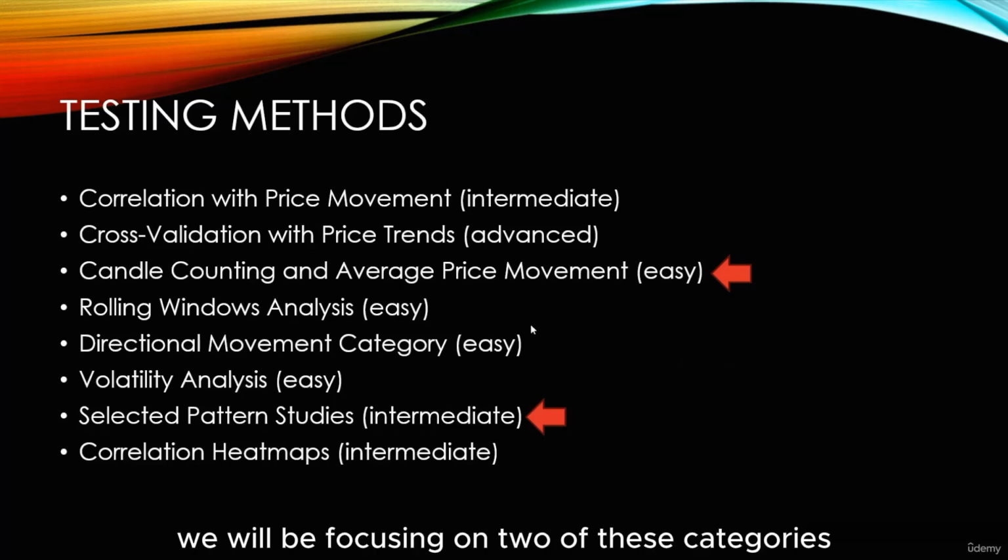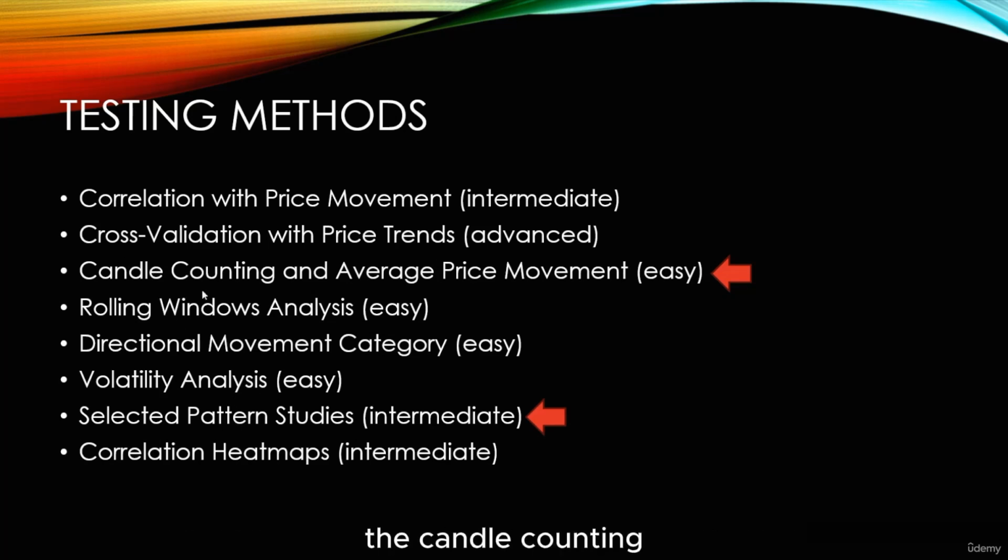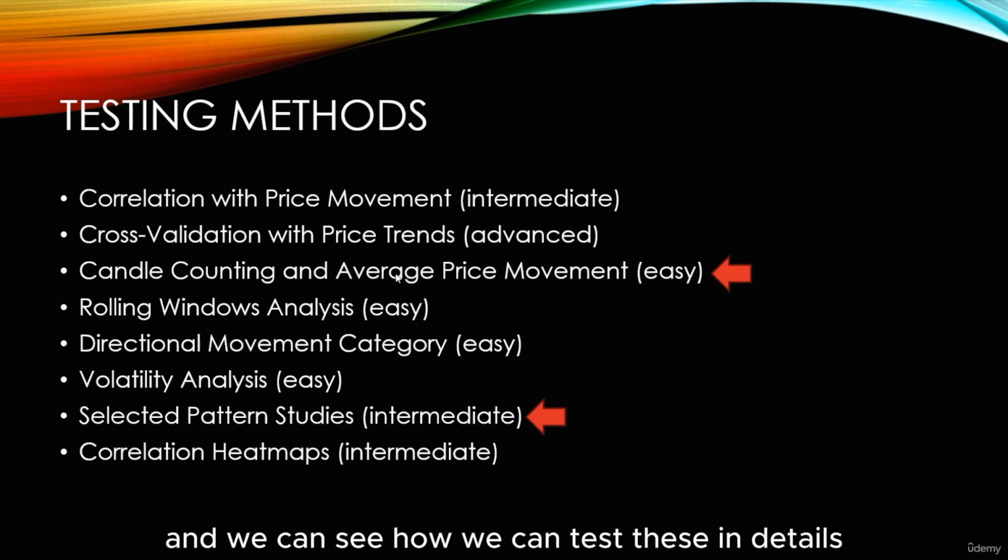In this video, we will be focusing on two of these categories. So we'll use approaches that fall within these two categories: the candle counting, the future candle counting, and the average price movement, the future average price movement. So these are relatively simple. We'll see these in Python. I'll provide an example and we can see how we can test these in detail.